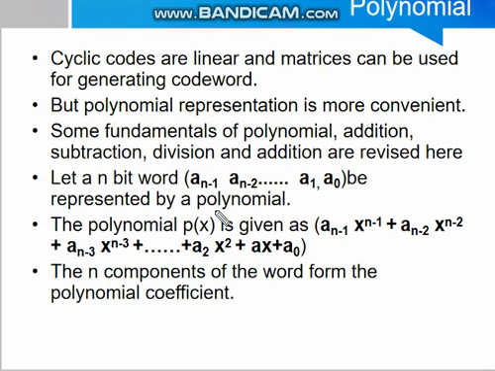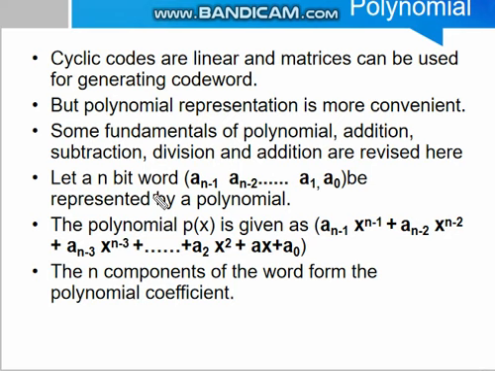Now, before going to the generation of the cyclic code, let me explain the polynomial representation. The cyclic codes can be generated using matrices, but it is more convenient to apply the polynomial representation. I'll also be discussing the fundamental operations like addition and division in the cyclic codes.